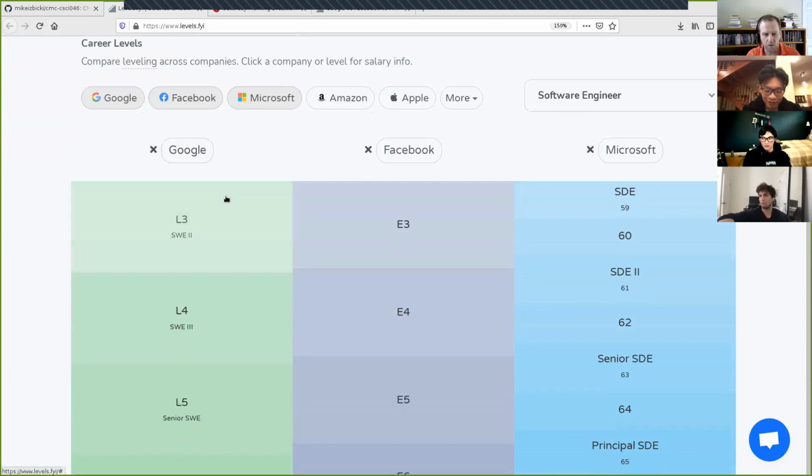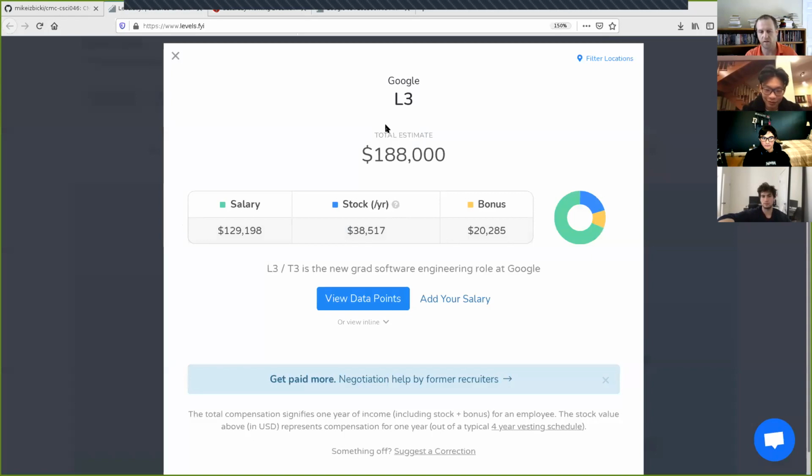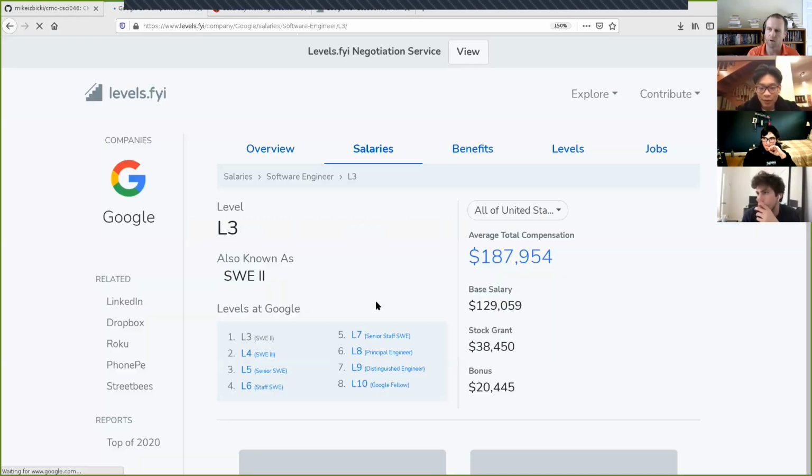And so here we'll look at Google's entry-level salary right here. L3 is the entry-level position at Google. L1 and L2 are for intern-level positions. And so L3 is a new graduate from college. And this is a typical salary for an L3 working at Google, $188,000. People who are L3 have typically been working at Google for anywhere from say 1 to 5 years.